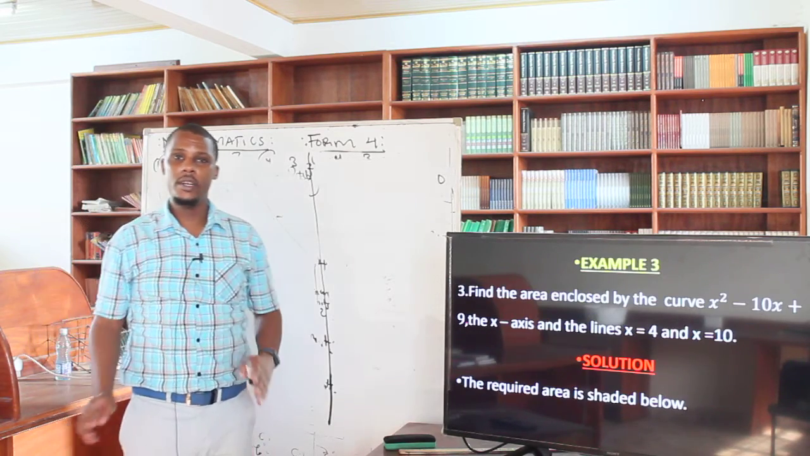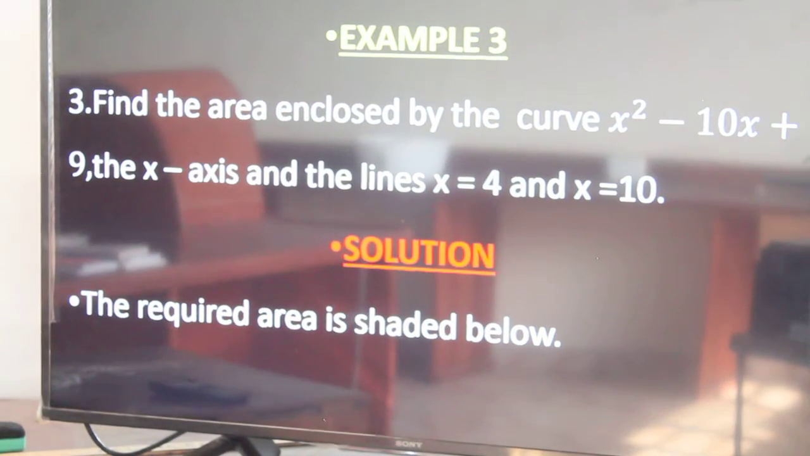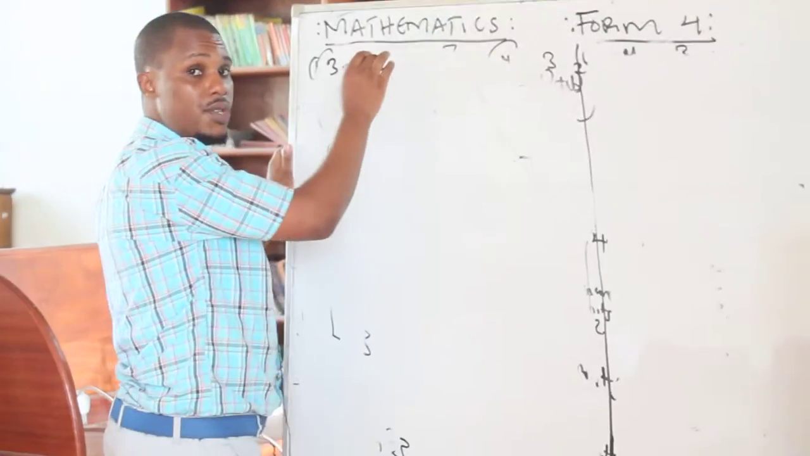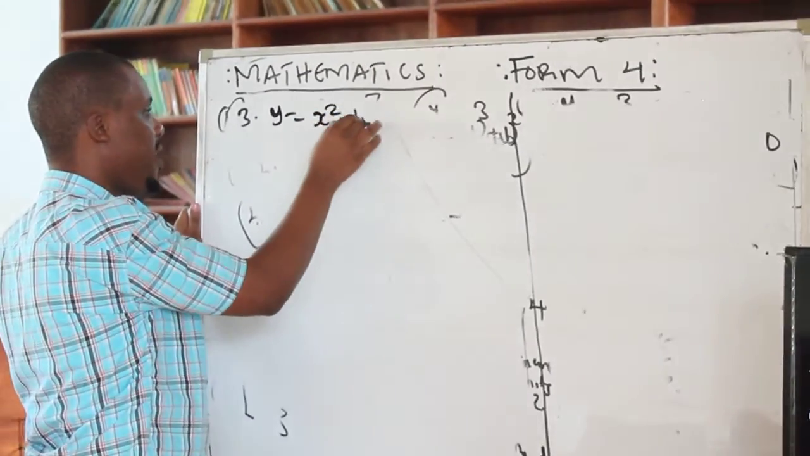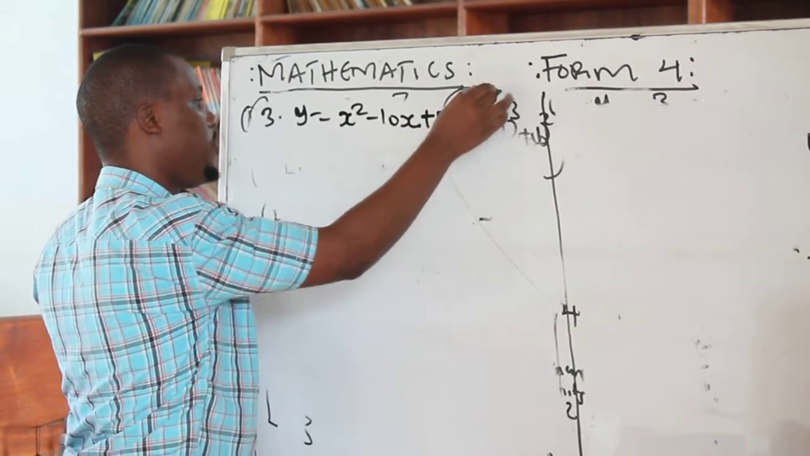In this number three, we are told to find the area enclosed by the curve x squared minus 10x plus 9, the x-axis, the line x equals 4, and the line x equals 10. Ideally, you're supposed to be able to check the way the curve is. Sometimes I'll give you the curve, but let's see the information you have been given. We have the equation of the curve, which is y equals x squared minus 10x plus 9. That is the equation of the curve.